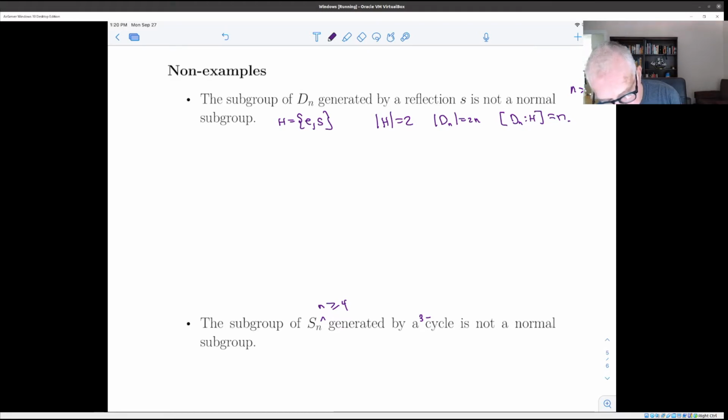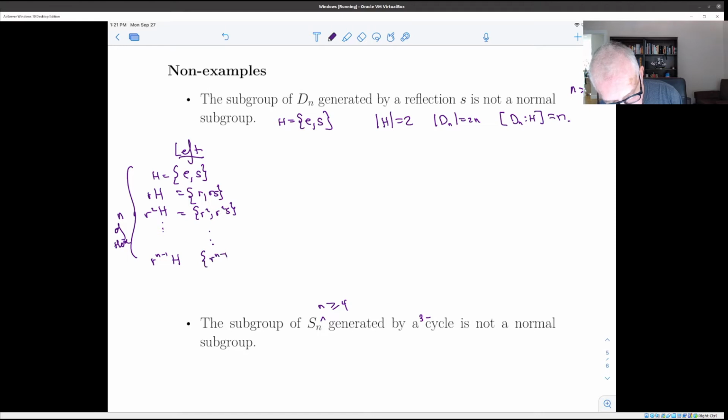And we need to come up with n of them. And the way to do that is to use the rotation. So if we look on the left, first of all, we have H itself. And then we can take the rotation, RH, R squared H, all the way down to R to the n minus 1 H. So there's n of these. And they give the left cosets: H, RS, R squared S, and so on, down to R to the n minus 1 S.